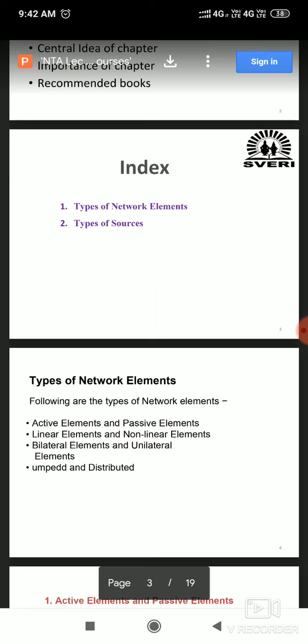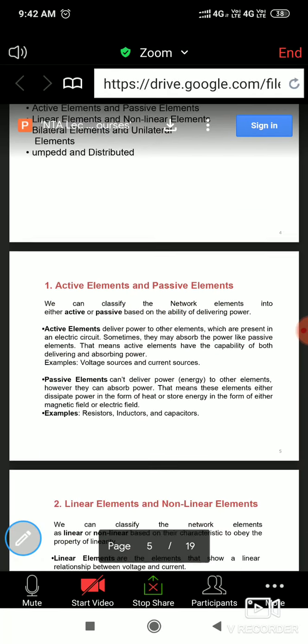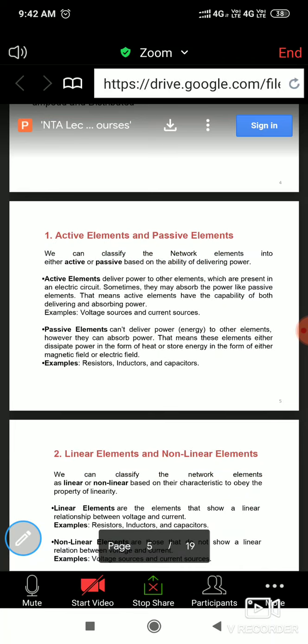In types of network elements, there are four types: active elements and passive elements; second, linear elements and non-linear elements; third, bilateral elements and unilateral elements; and fourth, lumped and distributed. So we have seen what active and passive elements mean. Within 2 minutes I will revise all those things and then we will start the new topic.